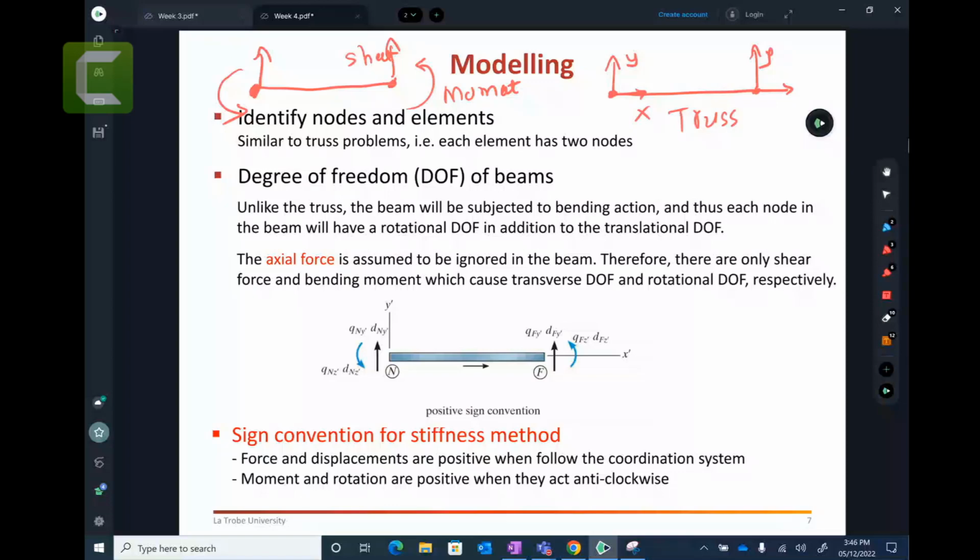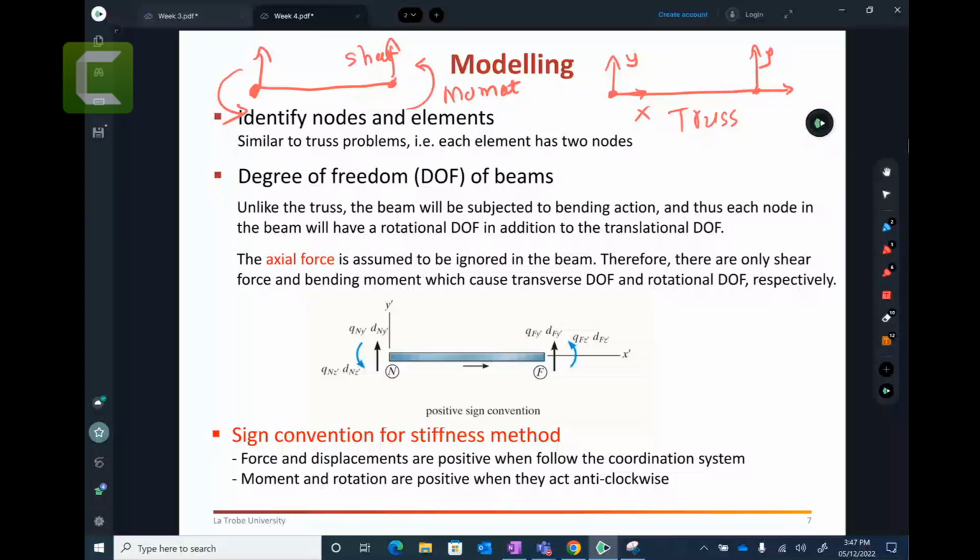Someone said, what happened to axial forces? If you take a beam, a beam is a horizontal member. Think of a circuit board, just the horizontal part of it. You can't load the circuit board axially like this. It can bend, or it can rotate. So bending is related to rotations, and vertical displacements are related to the shear force.